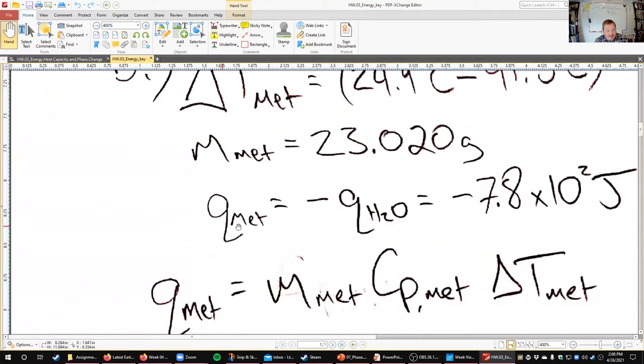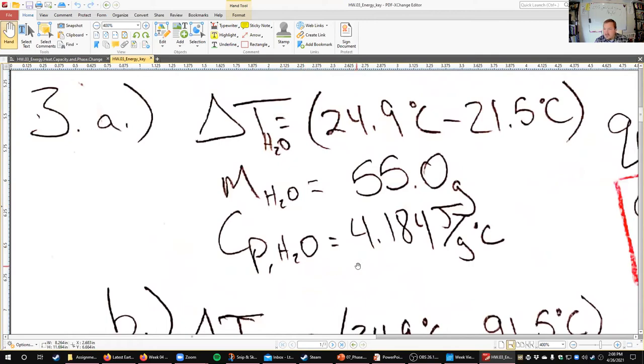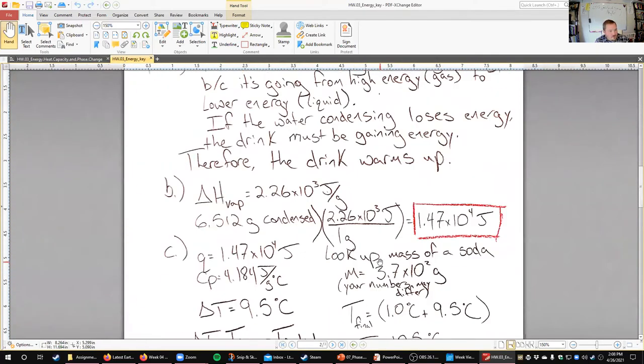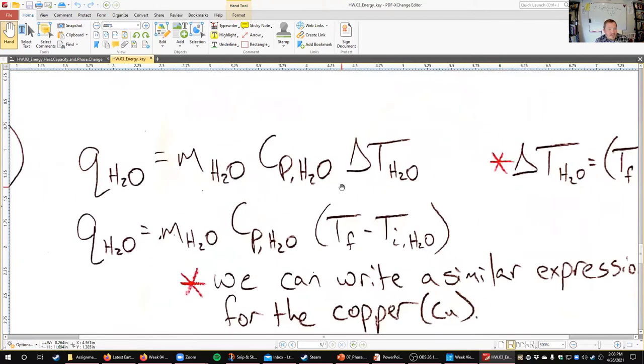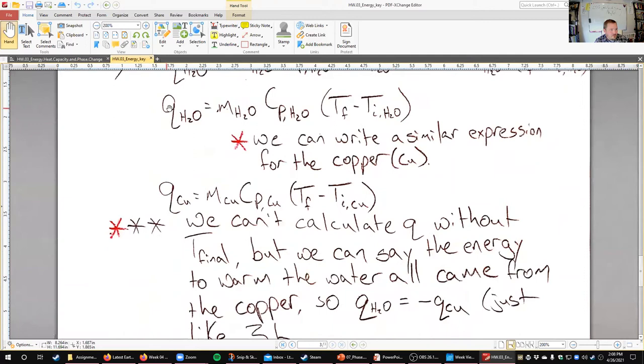The difference is, for part five, instead of getting a number for Q, you actually have to plug in Q for the metal, Cp for metal, delta T for metal, and mass of water, Cp of water, delta T for water. And so you wind up with something much more complicated looking, though mathematically it's not any more complicated. But we can't start simplifying numbers and canceling things out until after we wind up with two big equations that we have to set equal to each other, right?